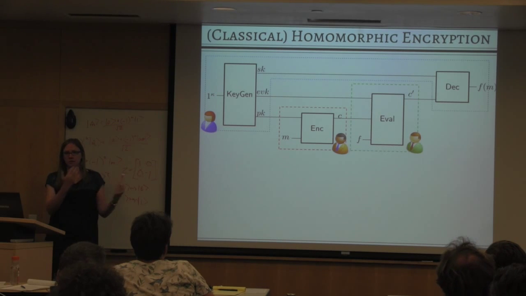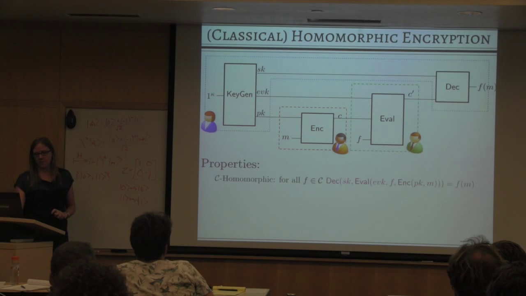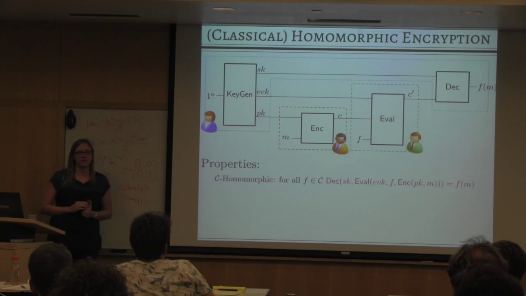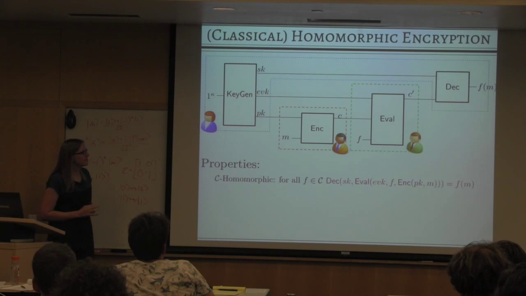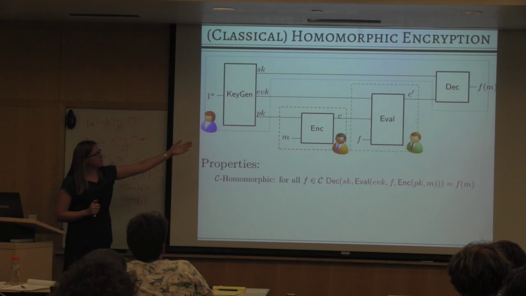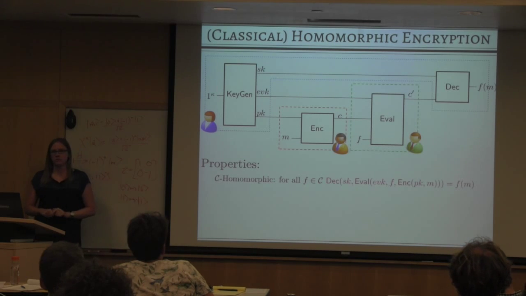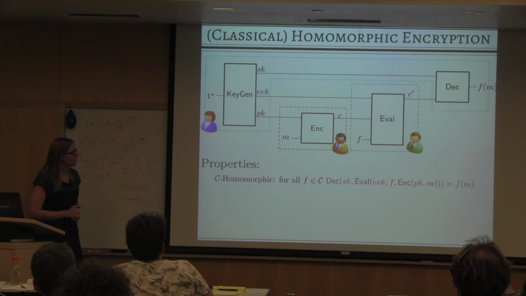And then we would like such a scheme to have certain properties. The first property is that we'd like it to be homomorphic. We say that a scheme is C-homomorphic, where C is some set of classical circuits, if for every f in C, when Alice decrypts, she gets f of m, where f is Charlie's circuit and m is Bob's message. Basically, the homomorphic property works for every f in C.